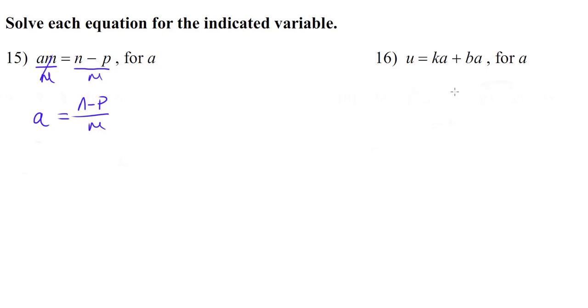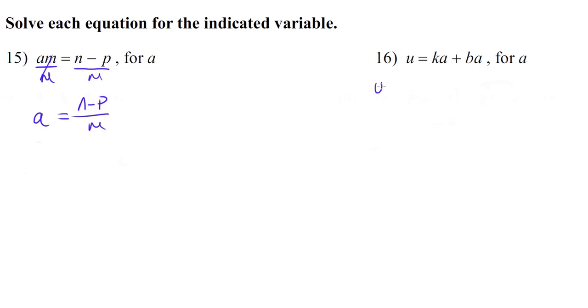And now for the final question, number 16, we have U equals KA plus BA, and we need to solve for A. So we see here we have KA plus BA. Now, we cannot combine like terms here because KA and BA are not like terms. And we need to get A alone in one spot on one side. We can't do that here. So what we need to do is factor. In other words, undo distributive property.